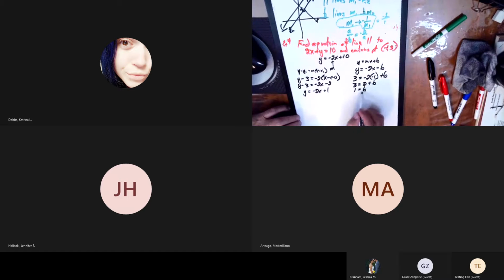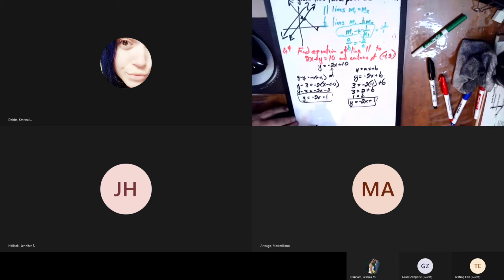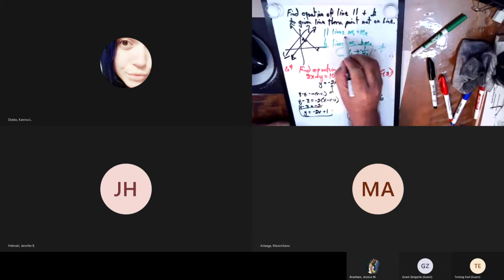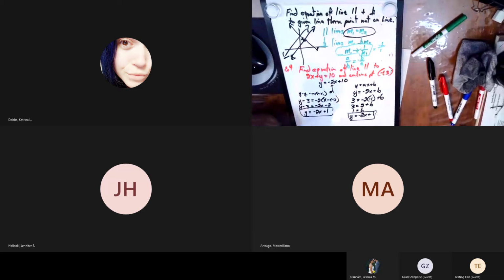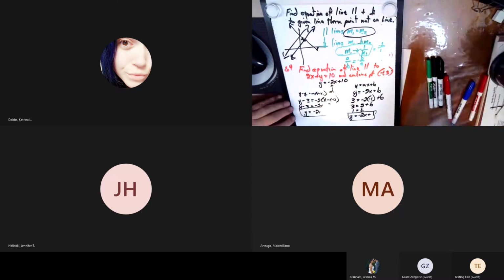That's correct. And so now I know y is -2x plus my 1. So both ways give the exact same equation. The key here, of course, is when they say parallel lines, m1 and m2 must be the same. Okay, the next equation, we're going to do the exact same process, except we're going to find the line that is perpendicular to the given line through the point not on the line.